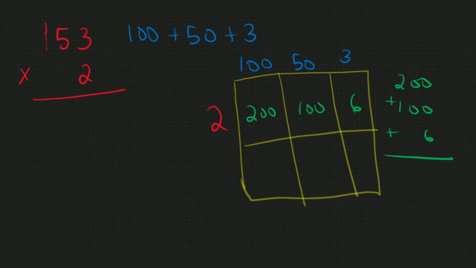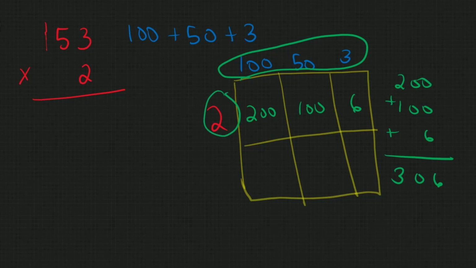0 plus 0 is 6. 0 plus 0 is 0. 2 plus 1 is 3. According to the window method, 153 multiplied by 2 is 306. Let's check with the standard algorithm now.